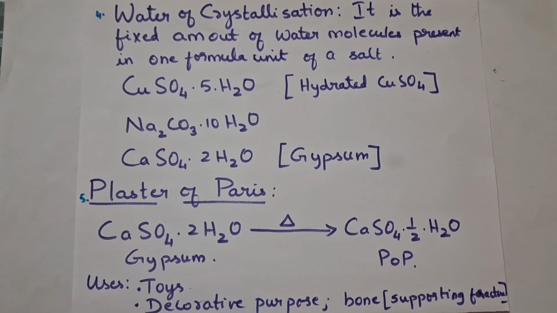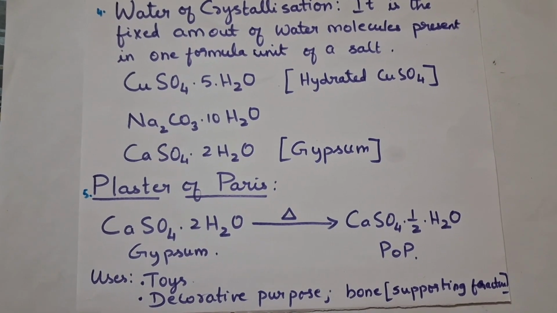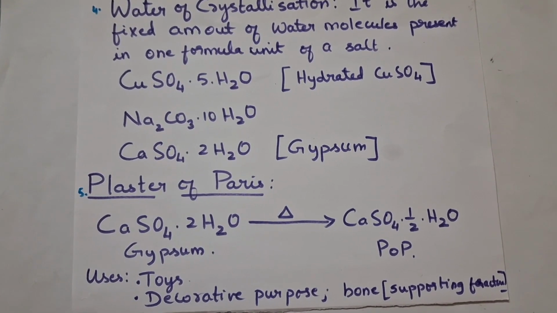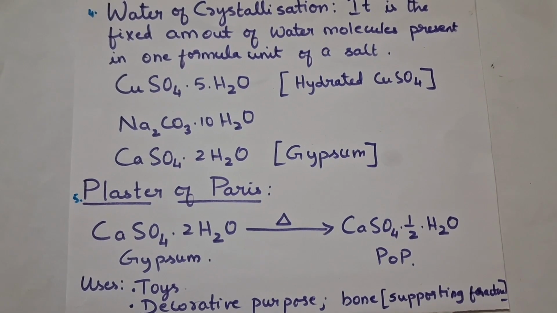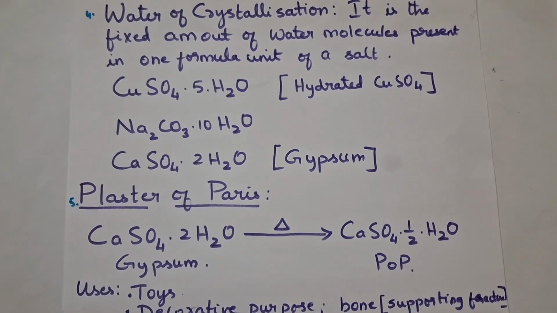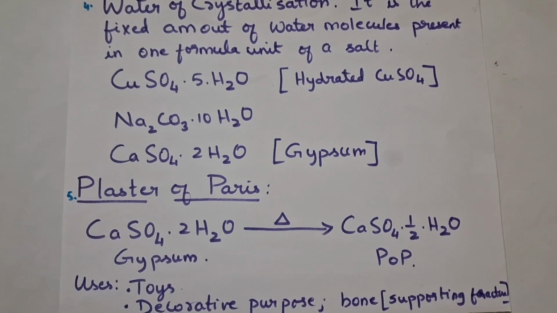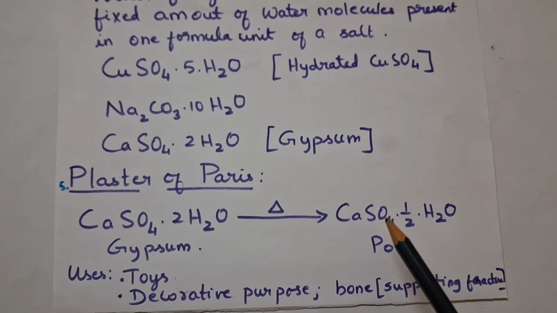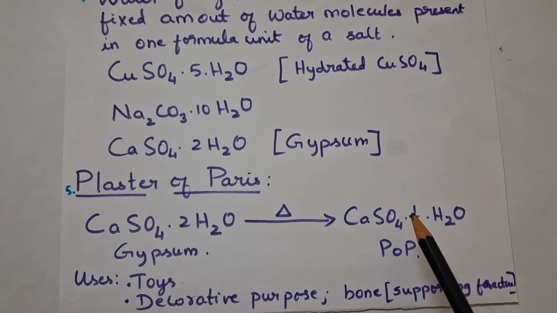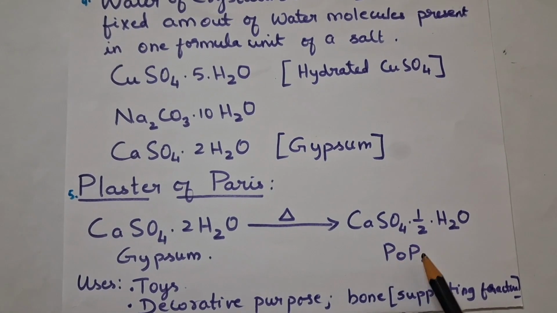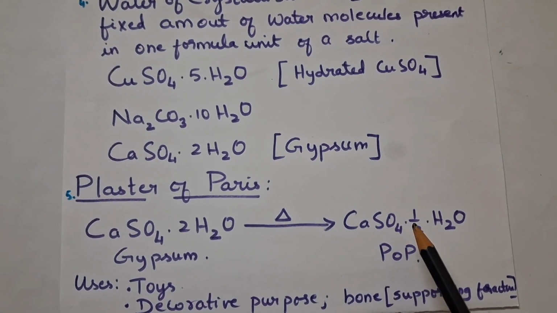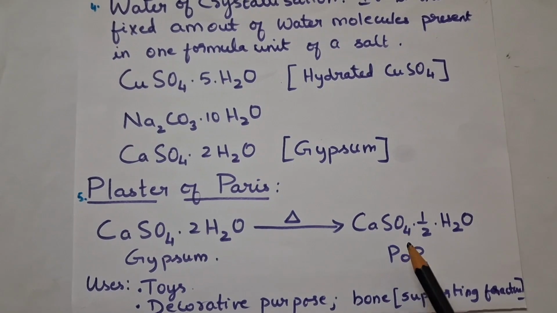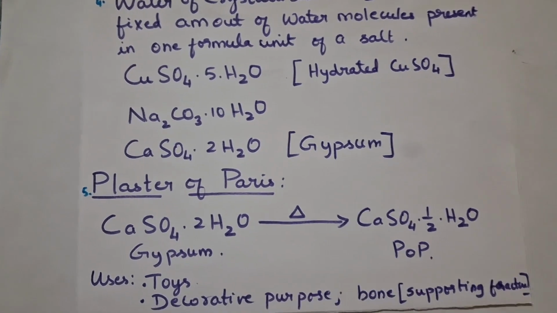So how is it prepared? For plaster of Paris, the raw material used is gypsum. The formula of gypsum is CaSO4.2H2O, that is 2 molecules of water along with it. On heating gypsum, it loses water molecules, and you get POP, CaSO4.1/2H2O. This is called plaster of Paris.